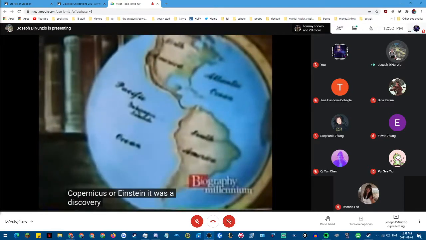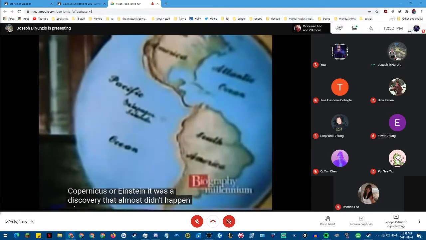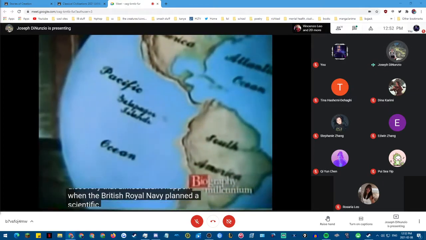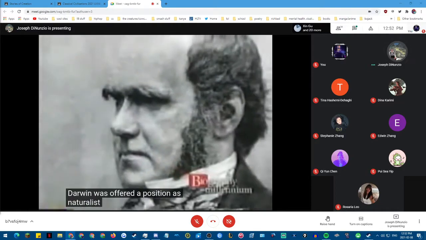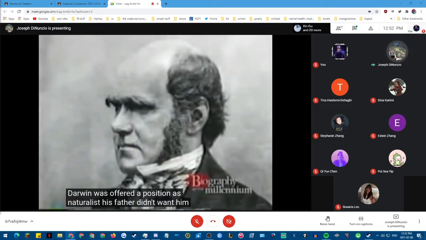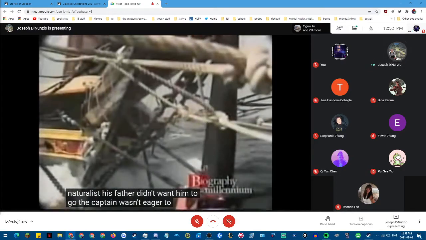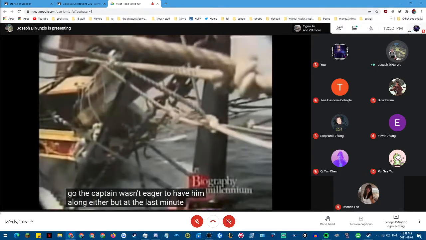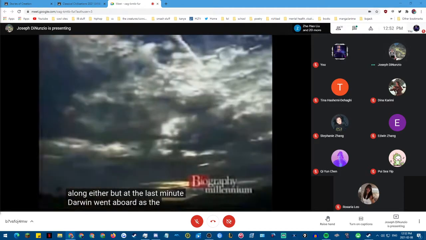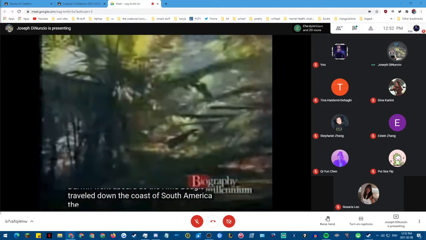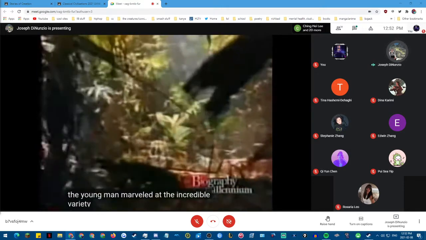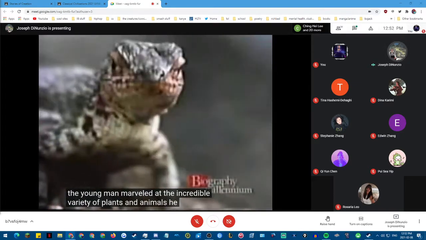It was a discovery that almost didn't happen. When the British Royal Navy planned a scientific expedition, Darwin was offered a position as naturalist. His father didn't want him to go. The captain wasn't eager to have him along either. But at the last minute, Darwin went aboard. As the HMS Beagle traveled down the coast of South America, the young man marveled at the incredible variety of plants and animals he saw.